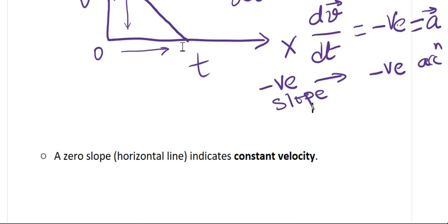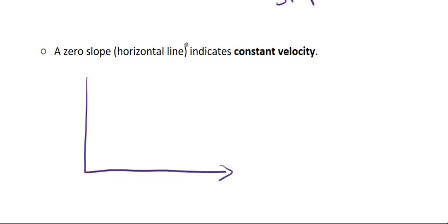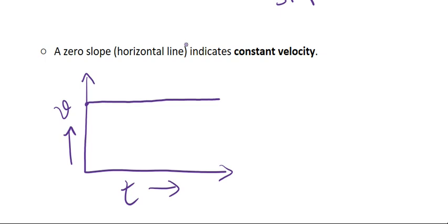And there is another option, if the slope is 0. What is the meaning of that? A zero slope on the velocity time graph means it is a straight line. So this line has 0 slope. What does it indicate?